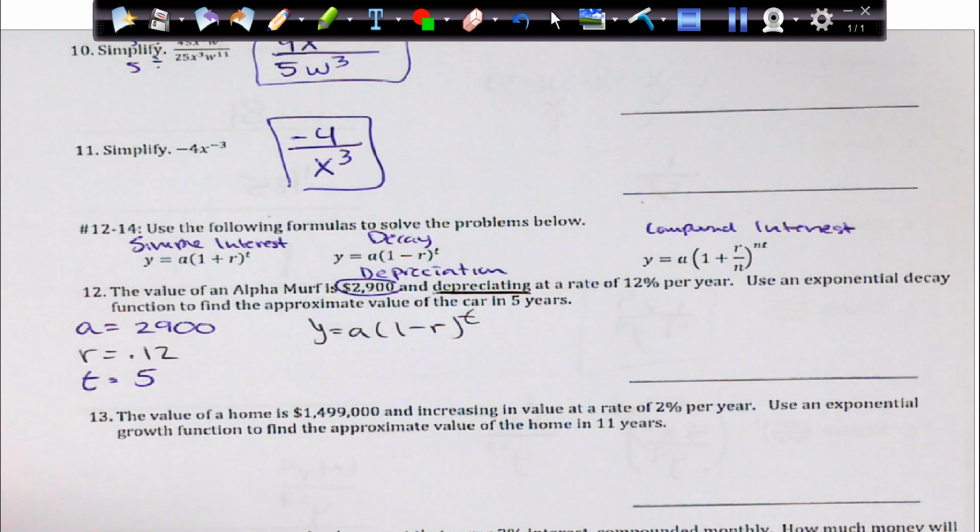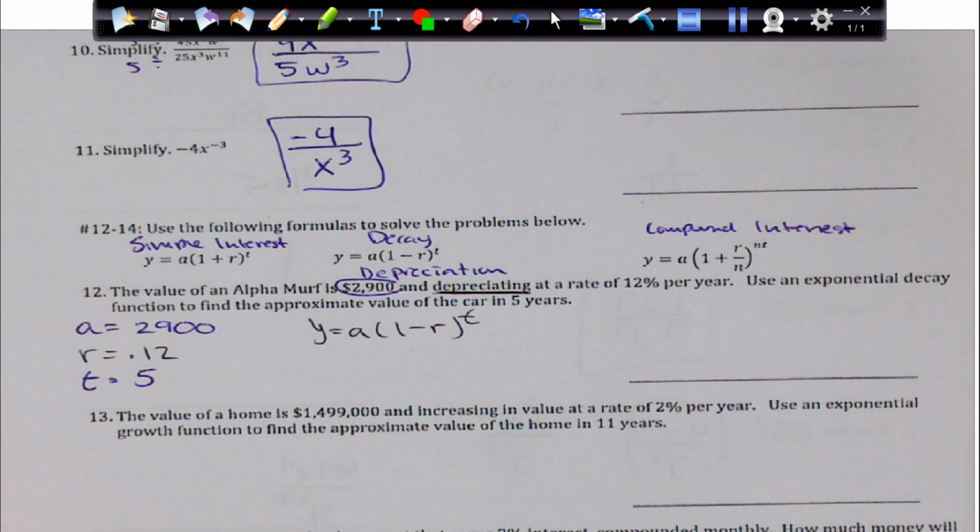Okay, so it says find the approximate value of the car. Alpha Murph, I kind of felt like that was going to be, and for the price, I don't know any car that costs that much. So there's going to be an e-bike.